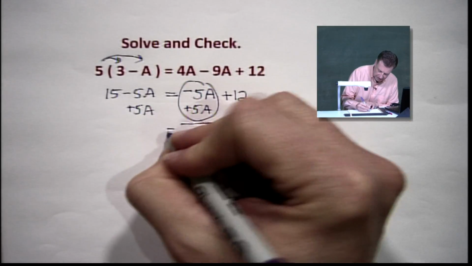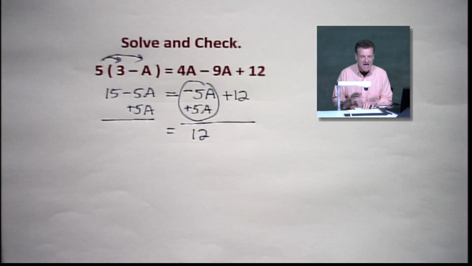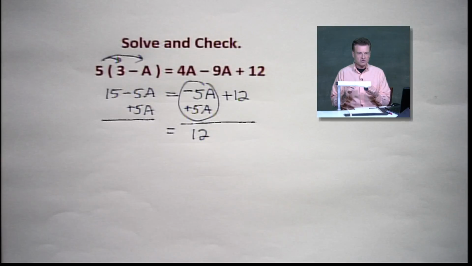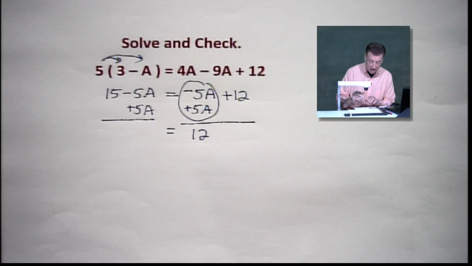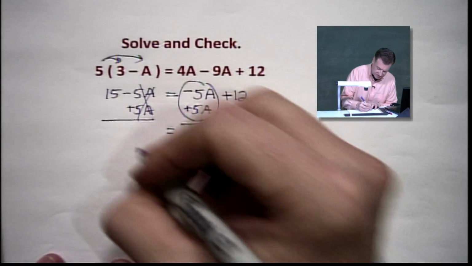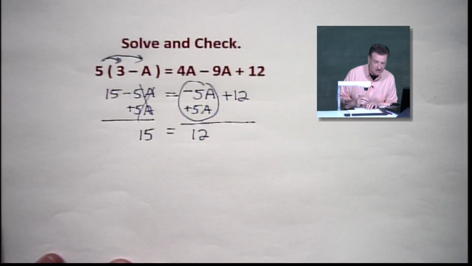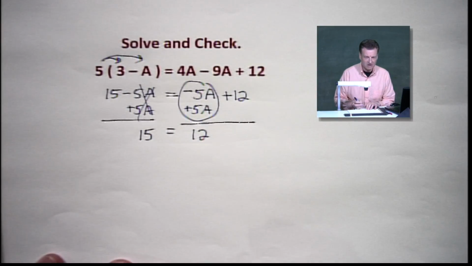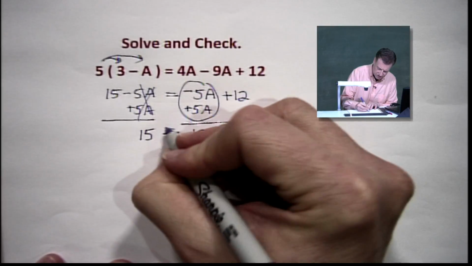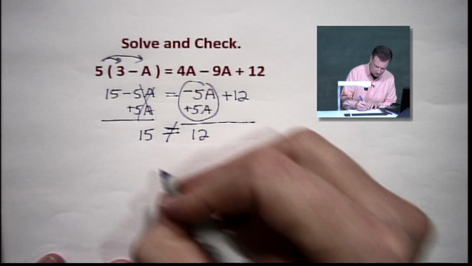Now, let's see what happens on the left-hand side. Woo! Something strange is happening on the left-hand side. Well, not necessarily strange, but it is happening. These are going away too. So all I've got left is the number 15 equals 12. Absolutely not true. This is false.